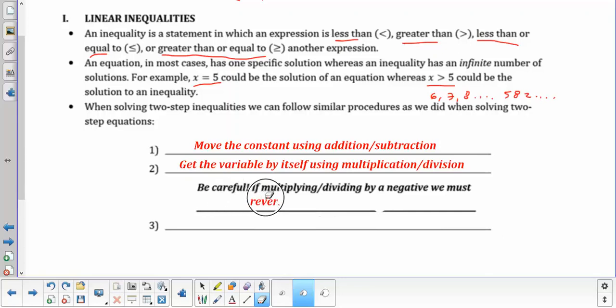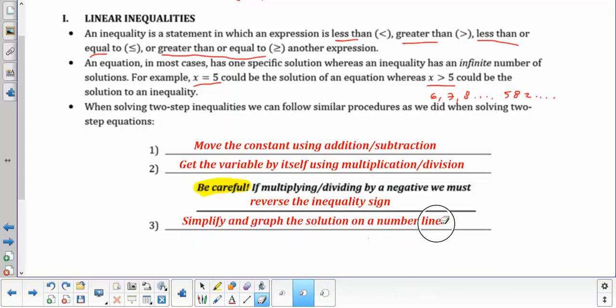That's your ultimate goal pretty much anytime you're solving an equation. And there is one thing to watch out for when we are doing inequalities. Be careful. If you are multiplying or dividing by a negative, you have to reverse the inequality sign. I'll talk about that more in a moment, but that's really the only thing that's going to trip you up. And then the last thing, simplify and graph the solution on a number line. So move the constants, get the variable by itself as always. Multiplication or division by a negative, you've got to flip the sign, and then we're going to graph it on a number line.